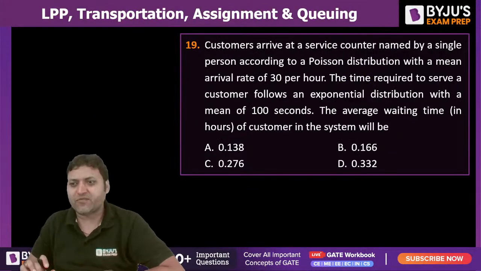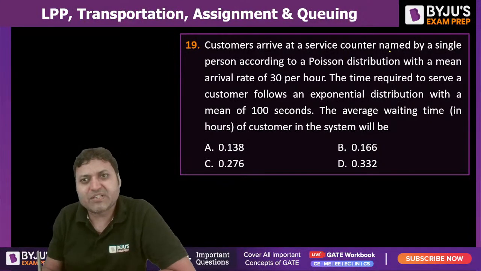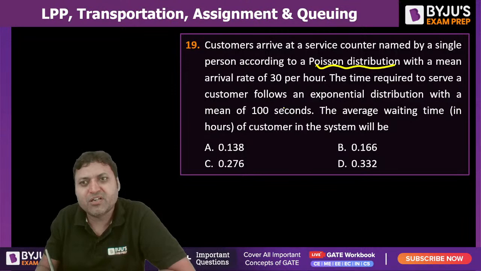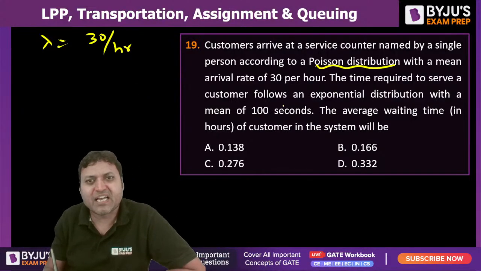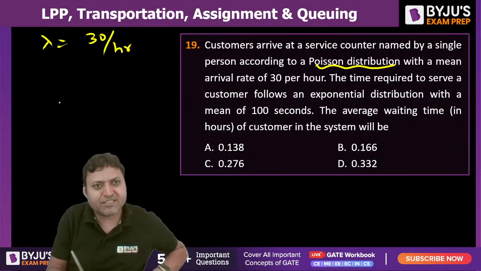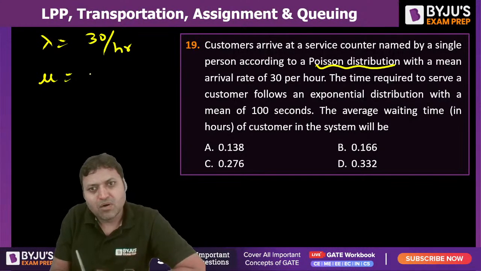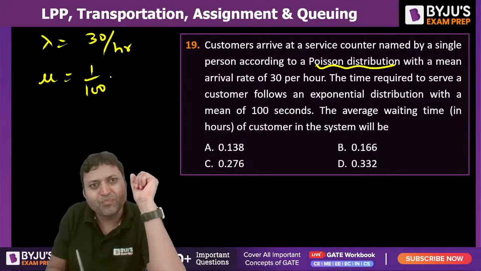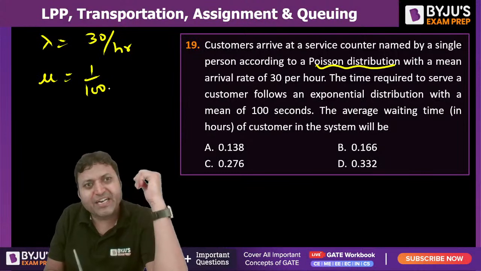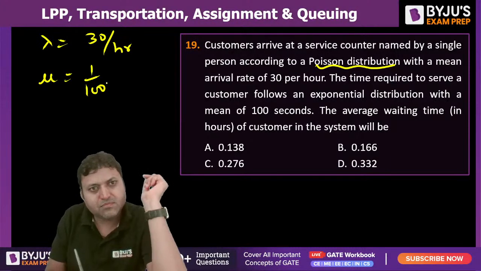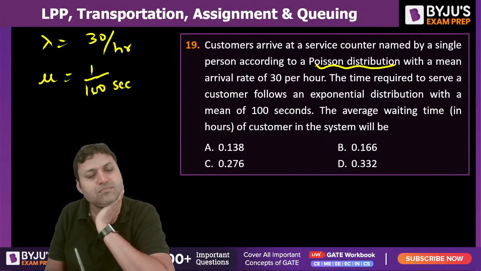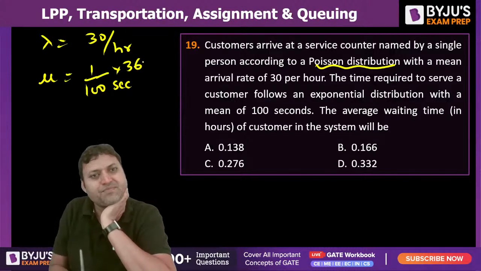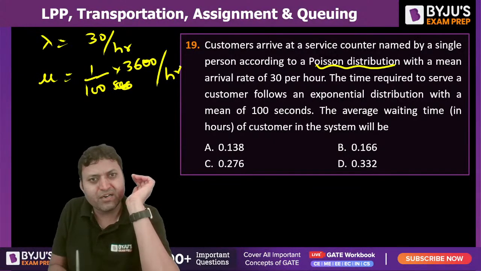Question number 19, second last question for the day. Customers arrive at a service counter manned by a single person according to a Poisson distribution with a mean arrival rate of 30 per hour. Lambda is 30 per hour. The time required to service a customer follows an exponential distribution with a mean of 100 seconds. So mu is equal to 1 by 100 per second. Convert it into hours. It will be 3600 per hour.